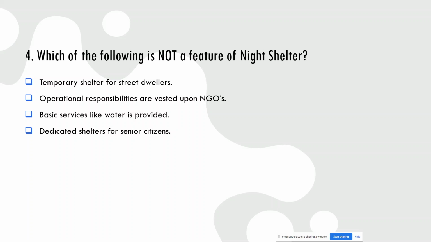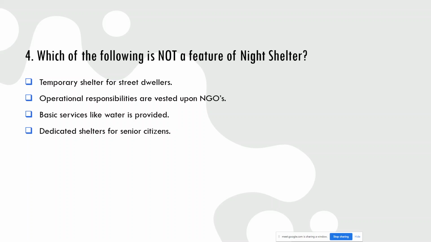So this is correct. This is also a characteristic of night shelter. So this is not the correct answer. Basic services like water is provided, and the dedicated shelters for senior citizens. Basic services like water are provided in the night shelter because it is a very basic service. Again, without water, it is almost impossible to survive for any period of time. So, basic services like water and food. Sometimes even food is also provided, but basic services like water are the minimum that should be a characteristic of night shelter. The fourth one is dedicated shelter for senior citizens.